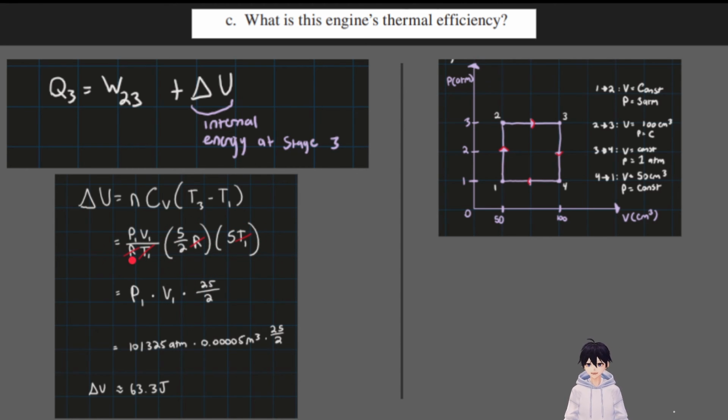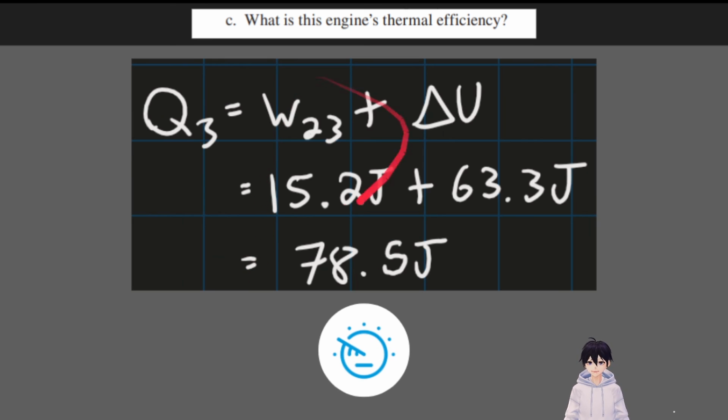And then we can see that the R and the T1 cancel out, and that just leaves us with P1 multiplied by V1 multiplied by 25 divided by 2. And when you plug in their respective numbers, which is P1, which is 1 atmosphere in pascals, this should be pascals right here, by the way, my apologies, multiplied by 0.00005 meters cubed. This is converted to the right units. Remember, this one is in pascals, multiplied by 25 divided by 2, and that leaves it with 63.3 joules. And when you add these two numbers together, you get 15.2 joules plus 63.3 joules, and you get 78.5 joules.